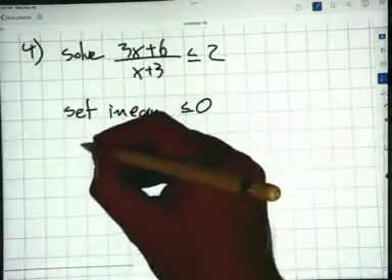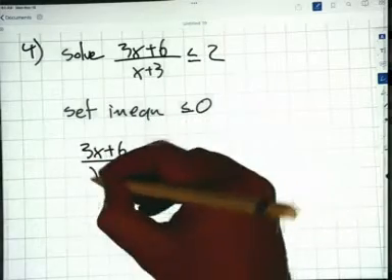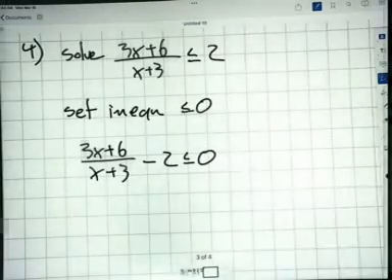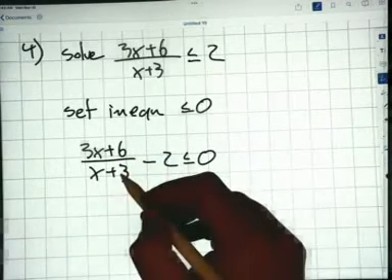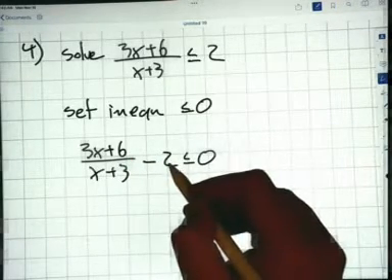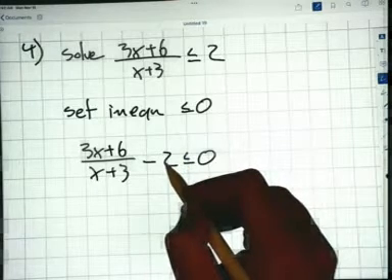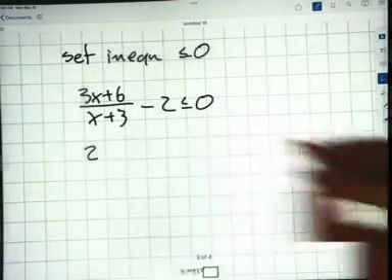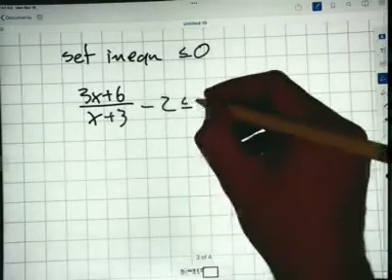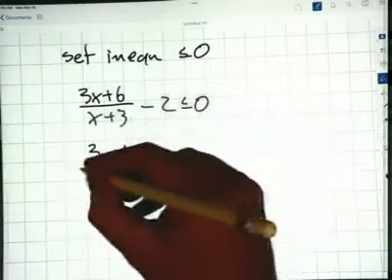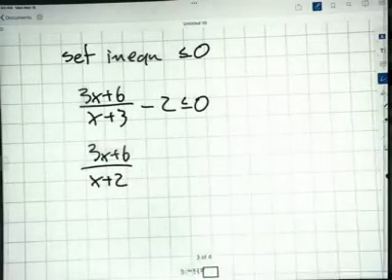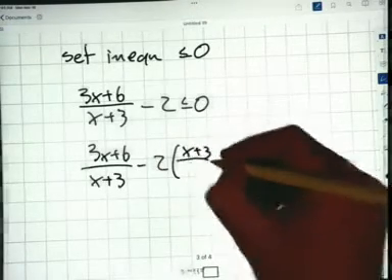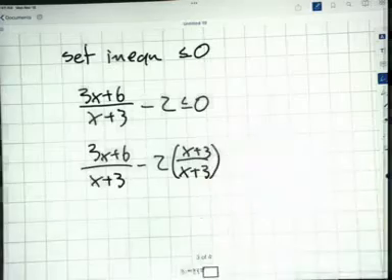So that would mean we would have 3x plus 6 over an x plus 3 minus 2 is less than or equal to 0. The problem with this is we now have a rational expression minus a whole number. We would like to rewrite this whole number so that we can combine it with this rational expression. So let's take that 2 and let's multiply it by a 1 that's made up of the denominator of our first term.